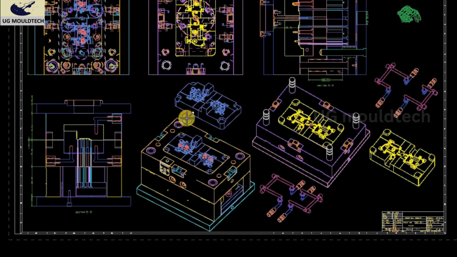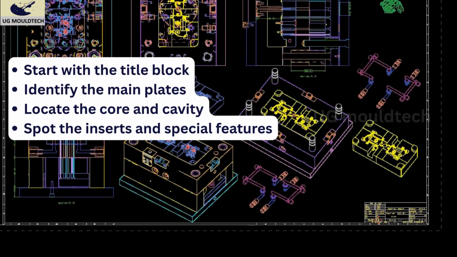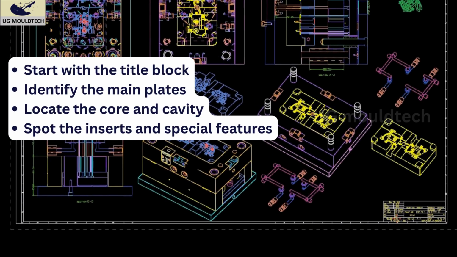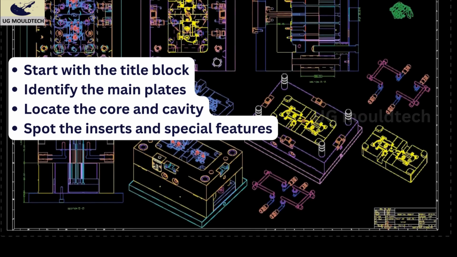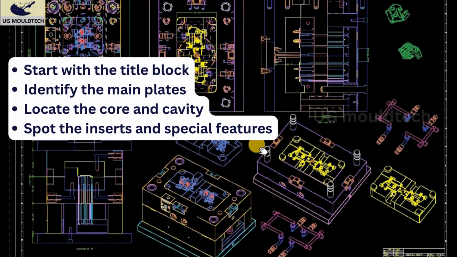First, you have to check the title block. Second, identify the moving half and fixed half. Third will be core, cavity. Okay, and fourth will be other inserts and special features like cooling channels, ejector pins and lifter or slider if it has. Okay, you should follow these steps friends.